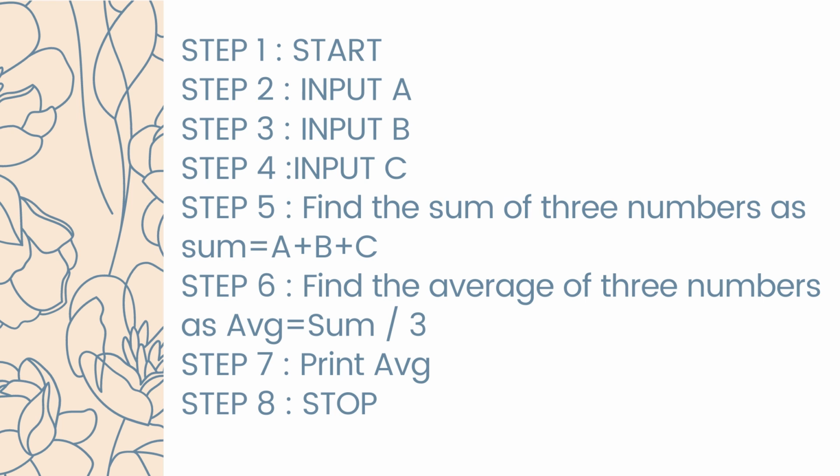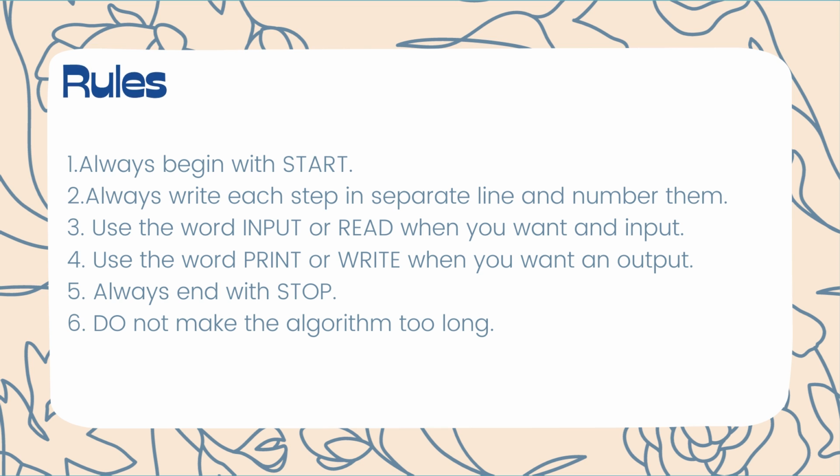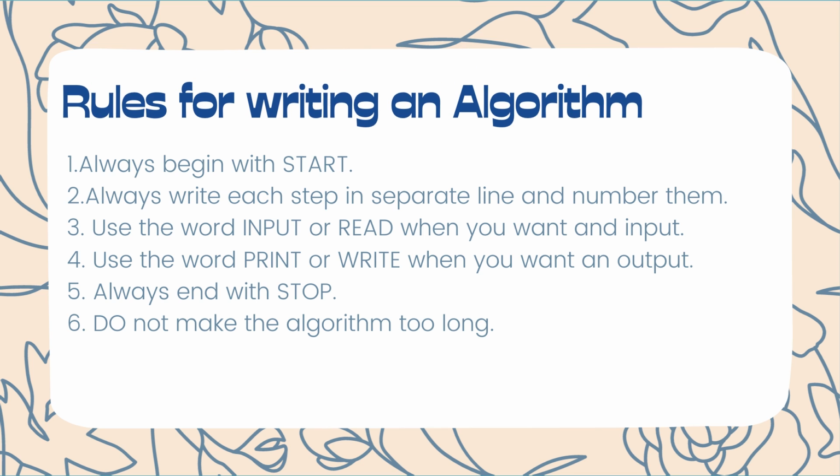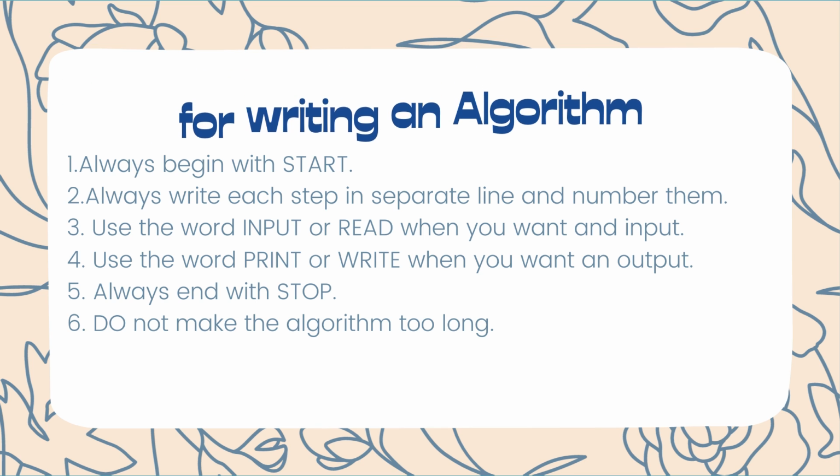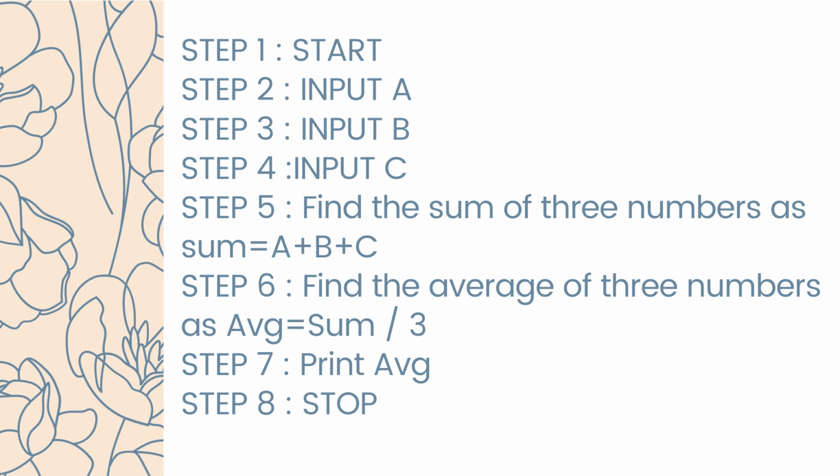Print average. To get an output, the seventh step is to print the average. We have learned to use the word print or write. Here, you can write either the print or write command to get the output of the average of three numbers. So we have just written print average. We just need the average of the three numbers.